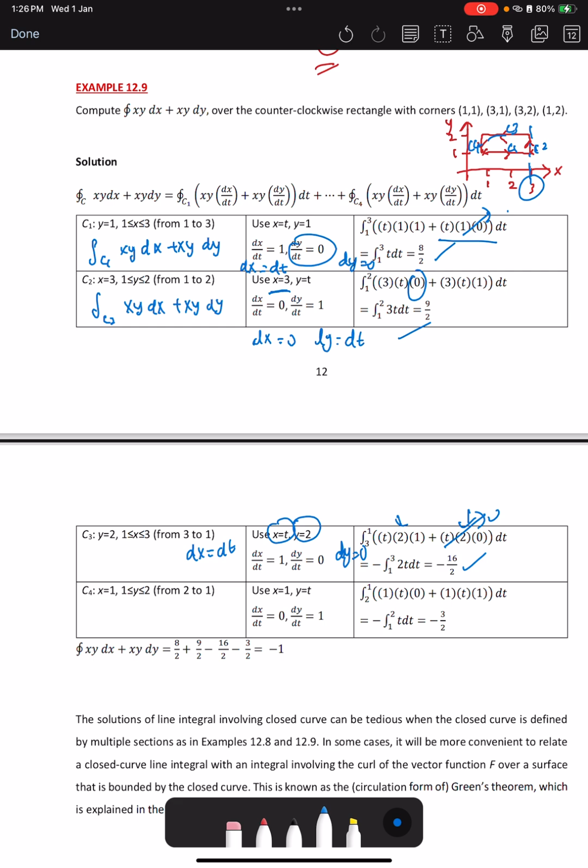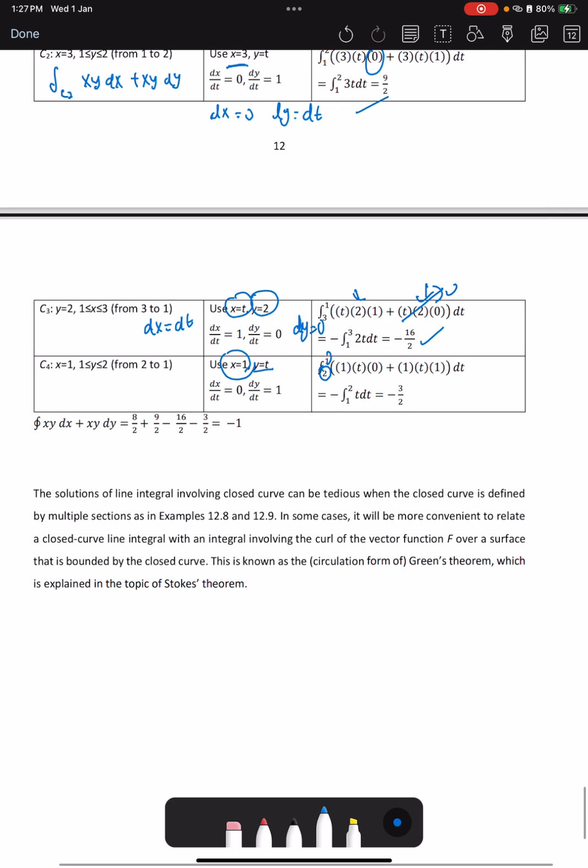C4, from here to here, x is equivalent to 1, and y is equivalent to t, and we need to integrate from 2 to 1, because now it's going down. And then you will get negative 3 over 2. So you add it together, you will get the final answer equivalent to negative 1.